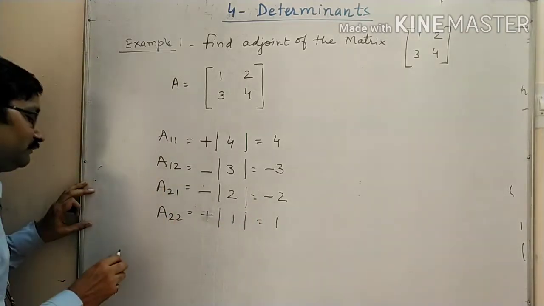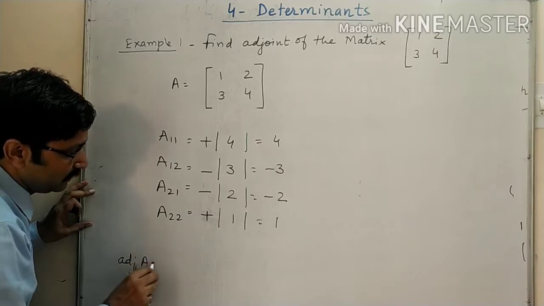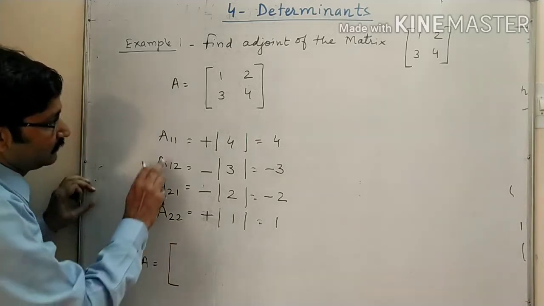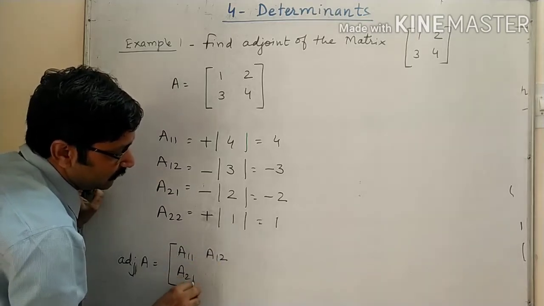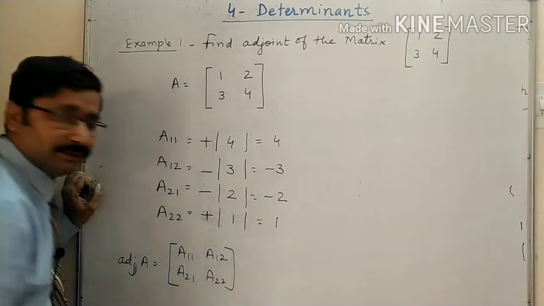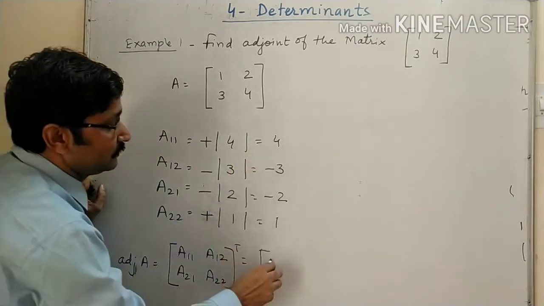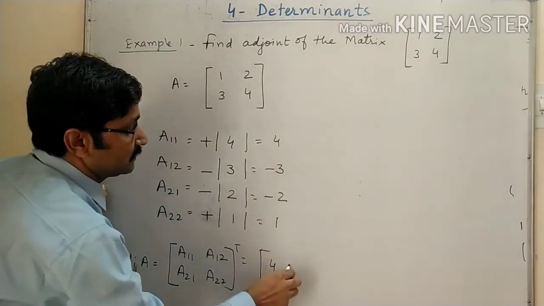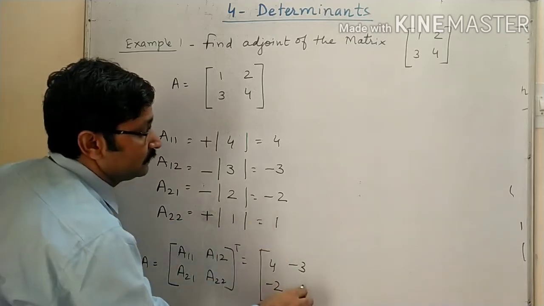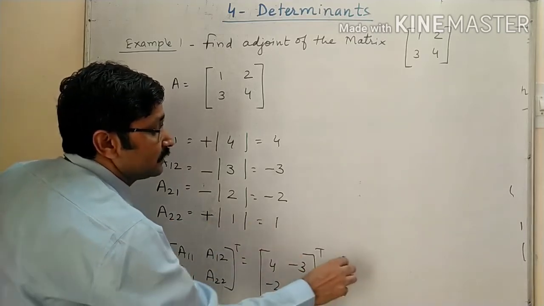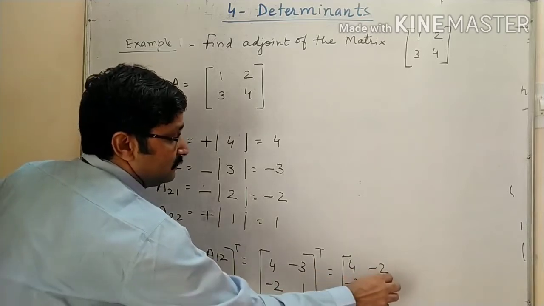Look here, how we can write the adjoint here. In short you can write adjoint of A, that will be a matrix. First you will have capital A11, then A12, then A21, then A22. Do you all understand? And then the transpose. Okay, so look here, A11 we have 4, A12 minus 3, then capital A21 we have minus 2, capital A22 we have 1, and then you do the transpose. Transpose means the first row you change into the first column, the second row you change into the second column.